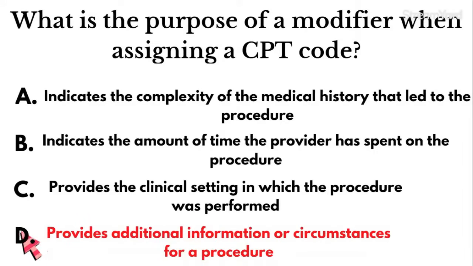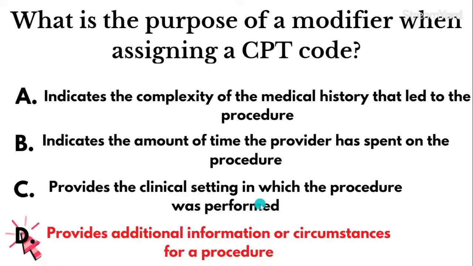So a modifier, I mentioned it earlier. If you were late, you missed it. But that's the purpose of a modifier. It provides additional information about the procedure, like whether there were multiple providers who performed the procedure, whether they happened in different locations, any special circumstances. It doesn't indicate the complexity of the medical history that led to the procedure. It doesn't indicate the amount of time. The code itself can indicate the amount of time, because there are certain CPT codes the doctor can choose to indicate whether he was with the patient for just a few minutes or if he had to spend an hour. The code itself will tell the insurance company that.